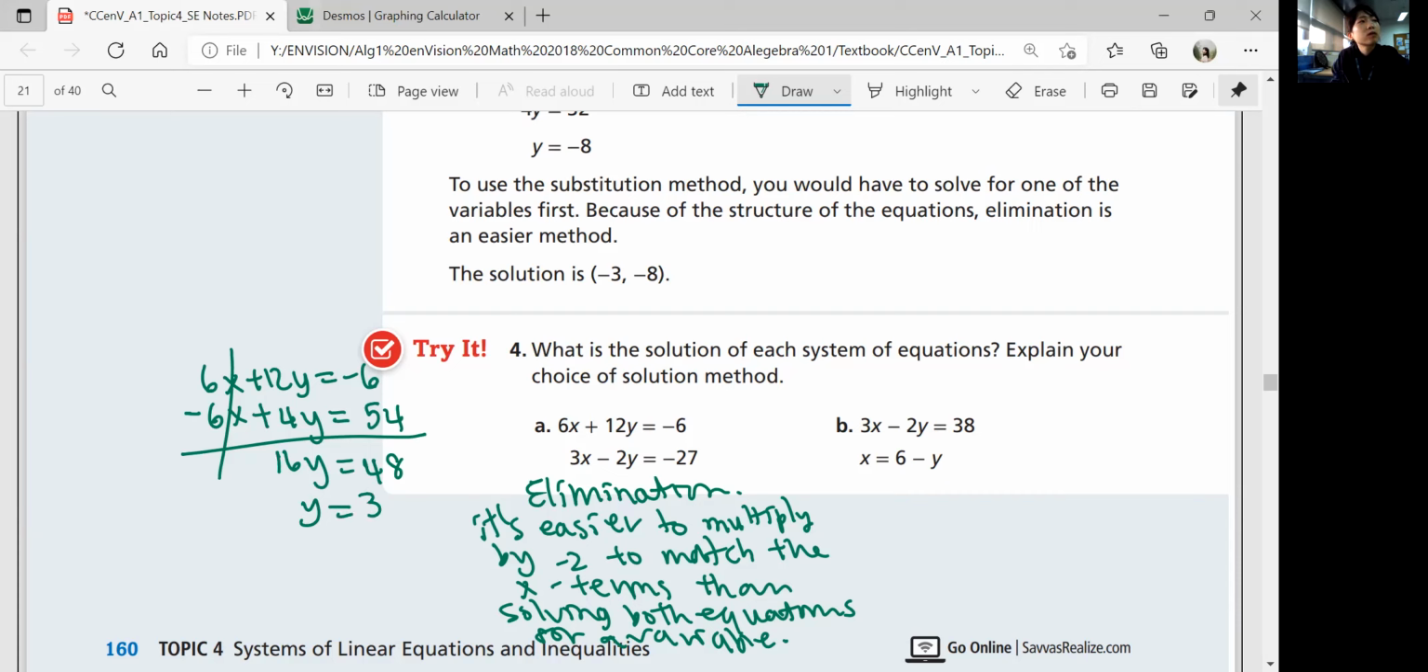And then you substitute it into your second equation, and you get 3x minus 6 is equal to -27. So 3x is equal to -27 plus 6 is -21. X is equal to -7. Your solution is -7, 3. Okay. Which method is easier for part B?